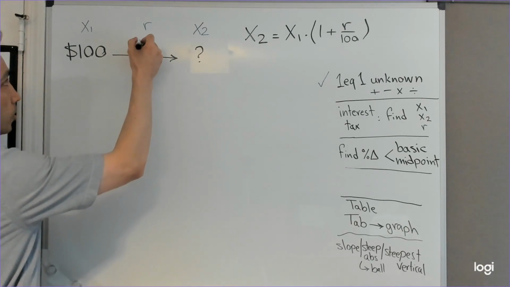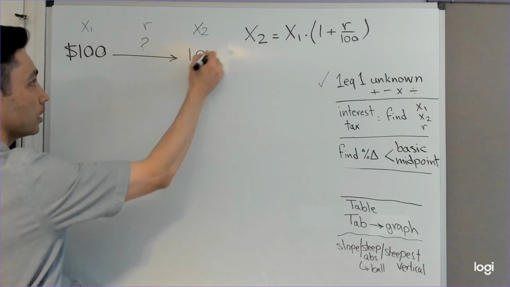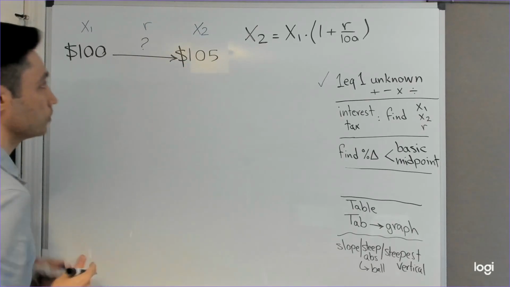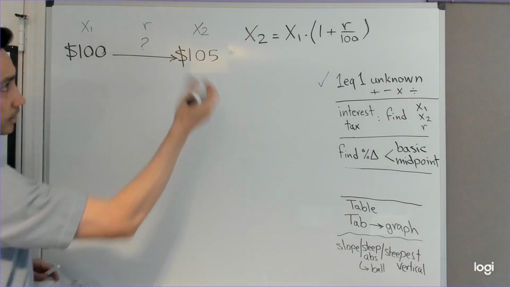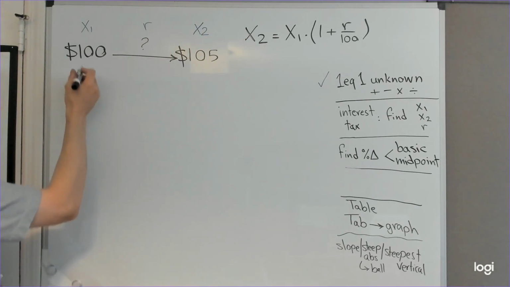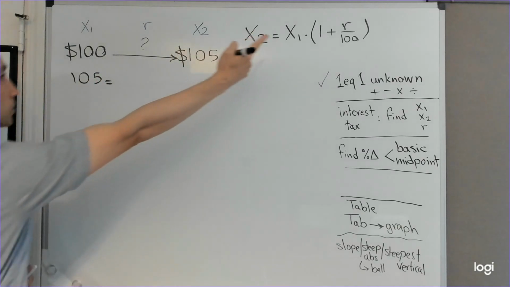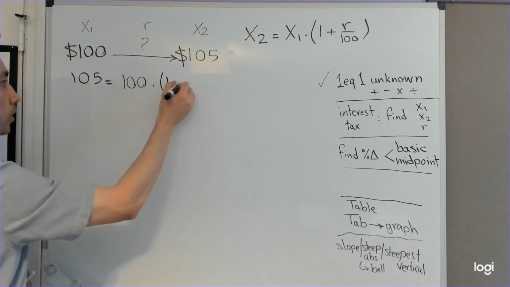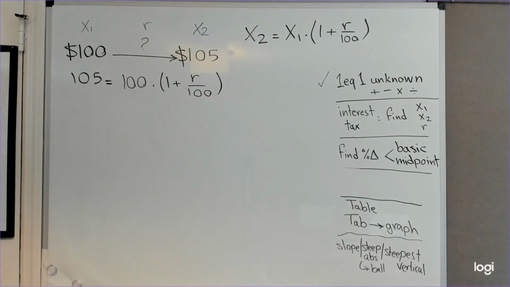You don't know r, you're interested in finding r. You know that if you deposit $100, you will end up with $105 after 1 year, and you're trying to find the interest rate. Let's plug in everything we have in the formula and see how we can go about this one. x2, which is 105, is equal to x1, which is 100, times 1 plus r divided by 100.